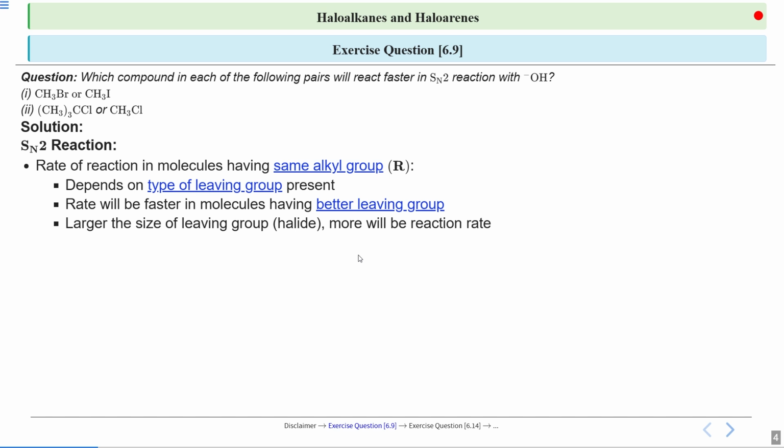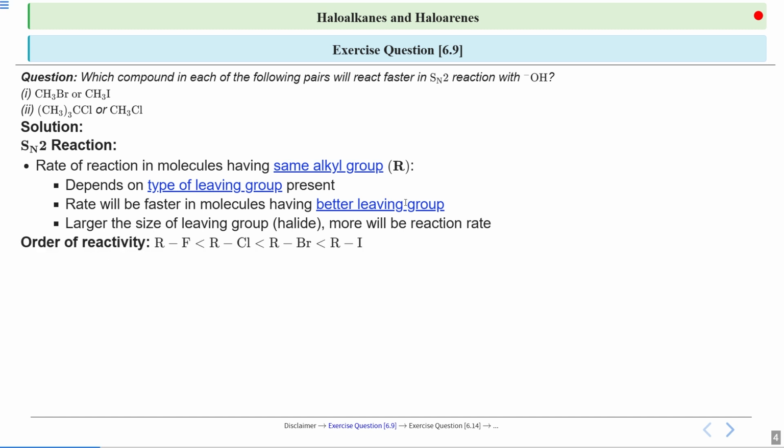Because if your leaving group is larger in size, the bond between the carbon and the leaving group will be weaker and can break easily. So the formation of the carbocation will be easier, right? And there will be availability for bonding of the nucleophile with this carbocation. So the reaction rate will be more.